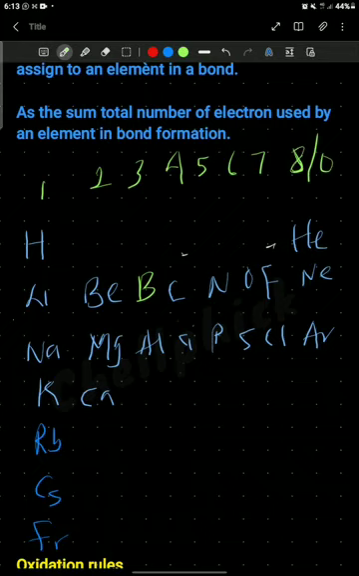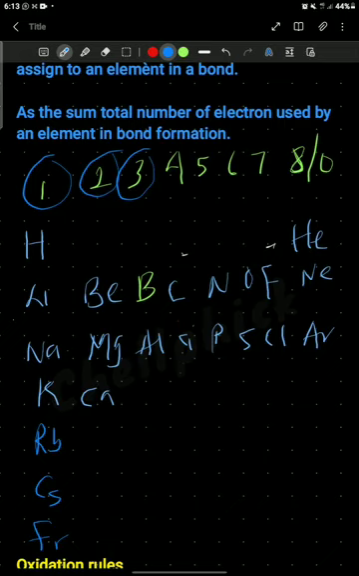So we have seen hydrogen, lithium, sodium, potassium, so they belong to group 1. From my explanation, I've explained to you that the oxidation number of all group 1 will always be plus 1. Oxidation number of all group 2 will always be plus 2. Oxidation number of all group 3 will always be plus 3.